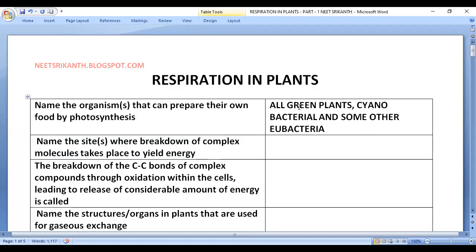Name the sites where breakdown of complex molecules takes place to yield energy. Cytoplasm and mitochondria. The breakdown of the C-C bonds, carbon-carbon bonds, of complex compounds through oxidation within the cells, leading to release of considerable amount of energy, is called respiration.